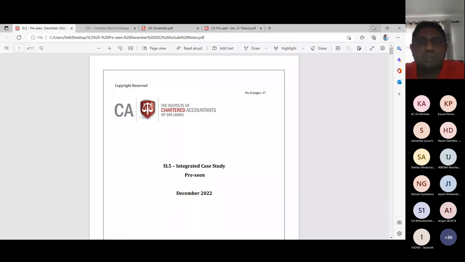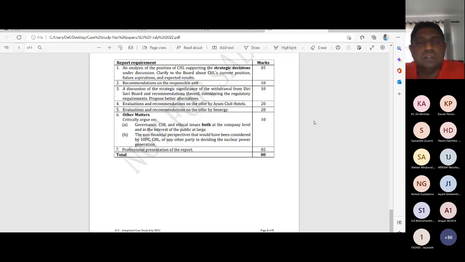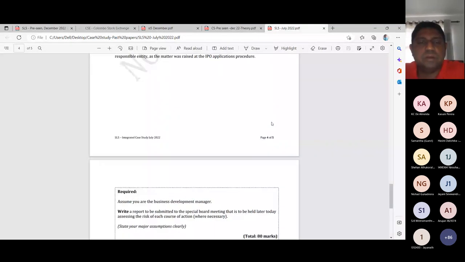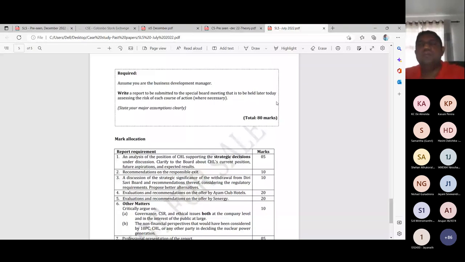If I show you some of the past papers tested in the exam. Now, this is the last time's paper. If you look at this paper, see the requirement here. Assume you are the business development manager, then write a report to be submitted to the special board meeting that is to be held later today, assessing the risk of each course of action where necessary. Now here, the requirement is to write a report, one consolidated report.